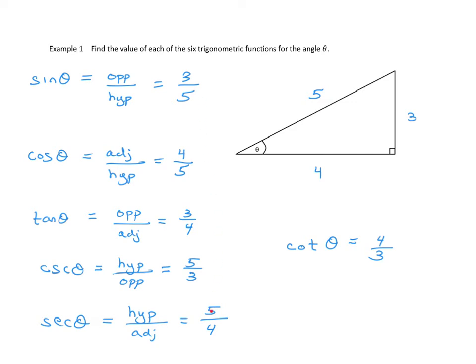So these are the 6 trig functions based off of this angle. There wasn't much to simplify. This really came from knowing that this side was length 5, and then how these things were defined off of the triangle itself.